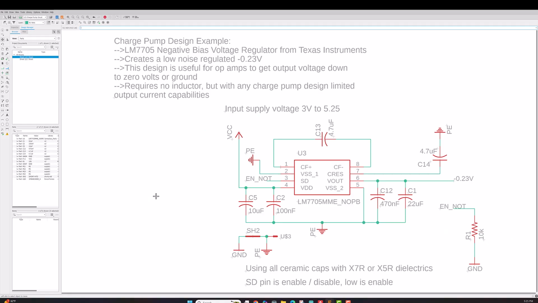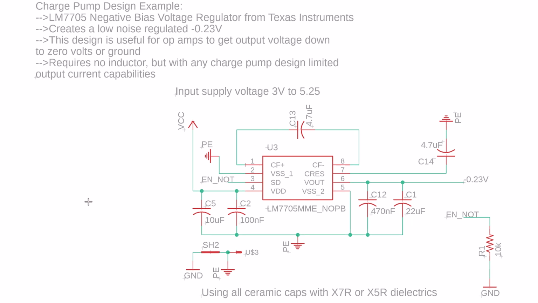Okay, here we're looking at the schematic implementation of the LM7705. They call it a negative bias voltage regulator. And this is from Texas Instruments, but really it's a charge pump based architecture. You can see capacitors, you see no inductors, right? So that's always a good hint.